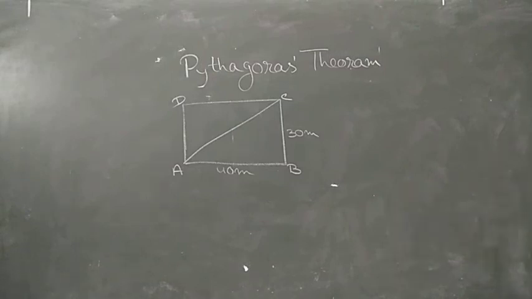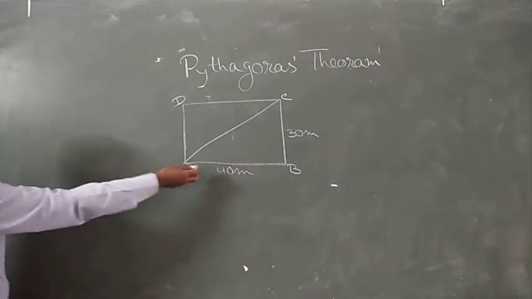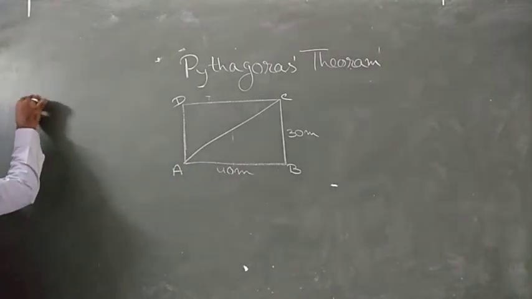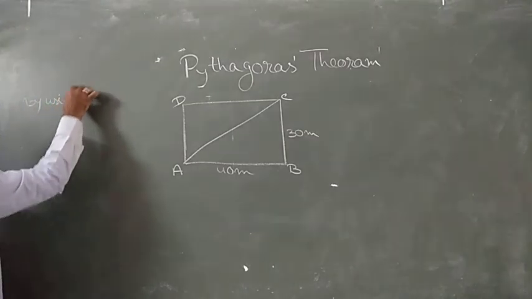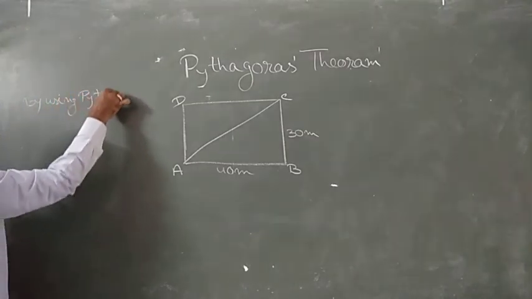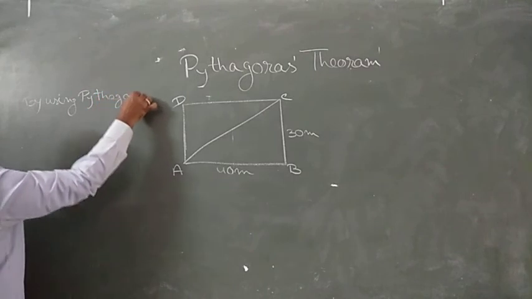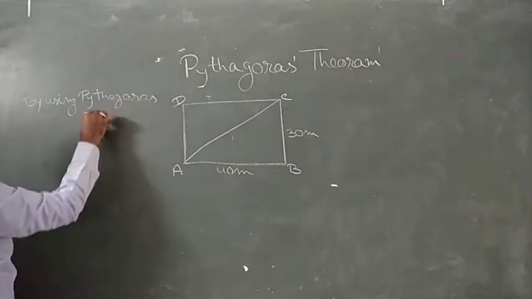The question is easy, but first you have to find out the length of AC. So here you can write down by using Pythagoras Theorem.